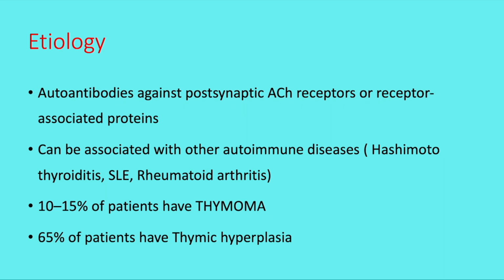Some patients have thymoma, which is a tumor of the thymus, and most of the patients, 65% of them, have thymic hyperplasia. It is important to mention that myasthenia gravis can be exacerbated by pregnancy.